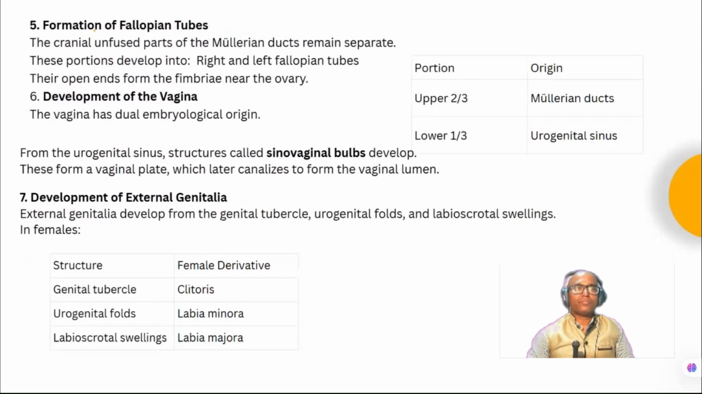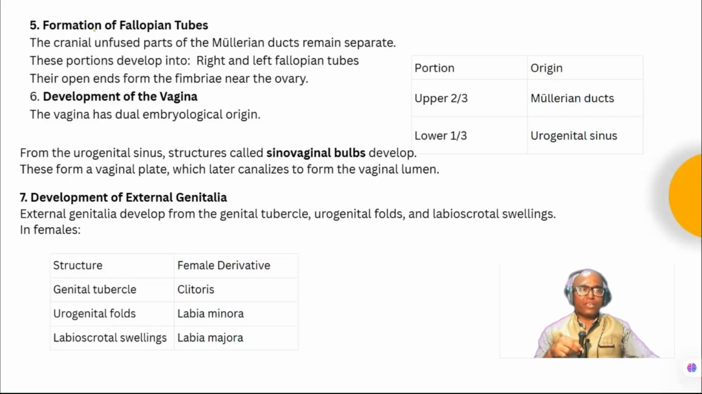Okay. Now the formation of the fallopian tubes. The cranial unfused parts of the Mullerian ducts remain separate. These portions will develop into right and left tubes. Their open ends form the fimbria near the ovary.